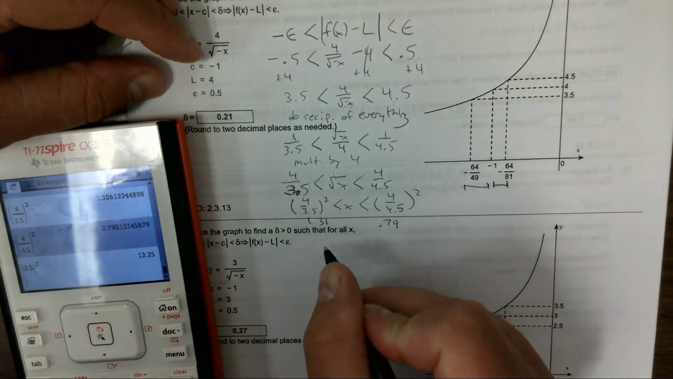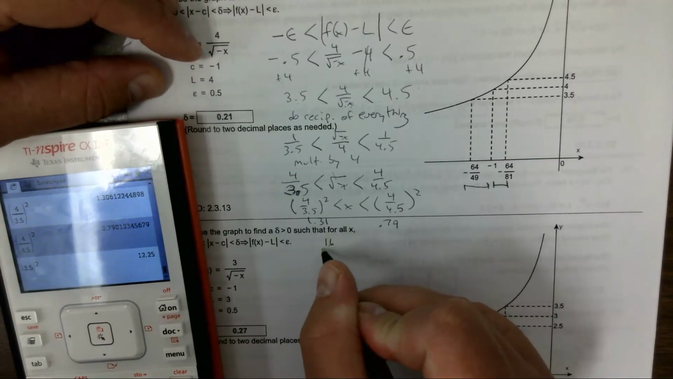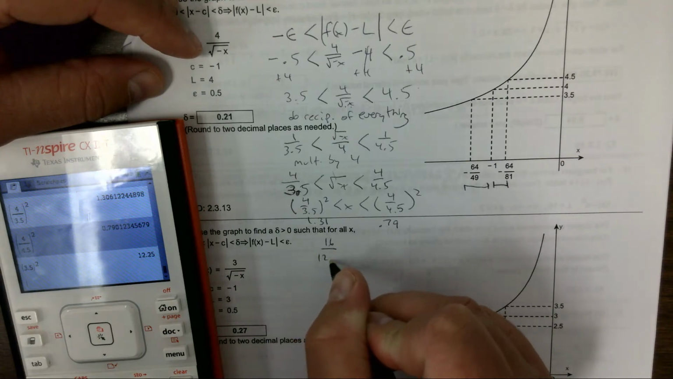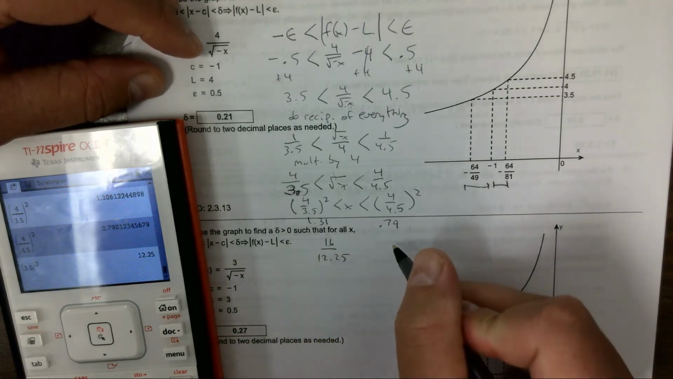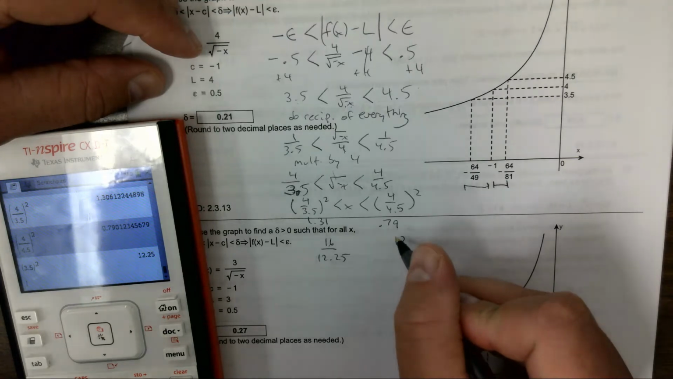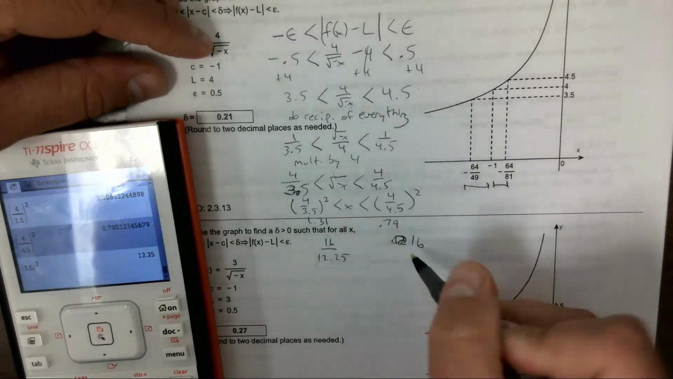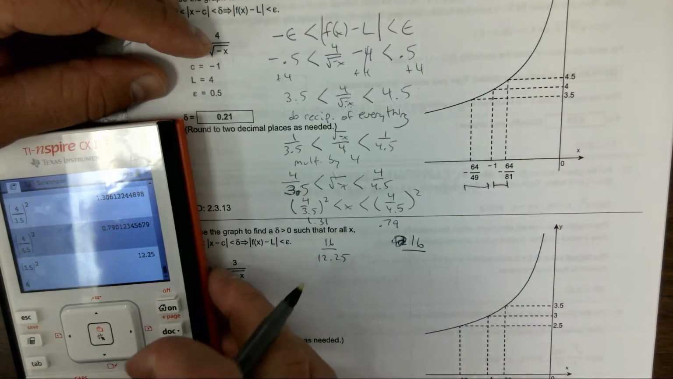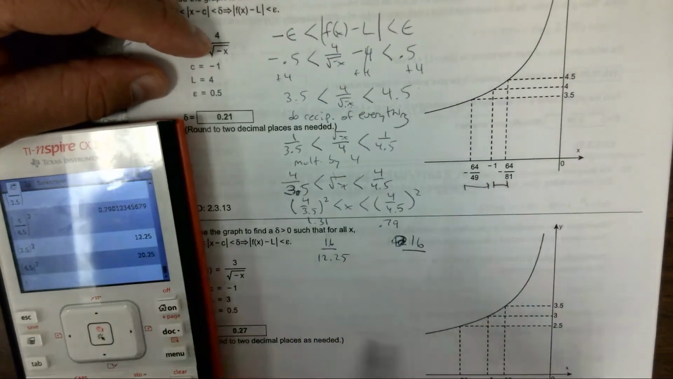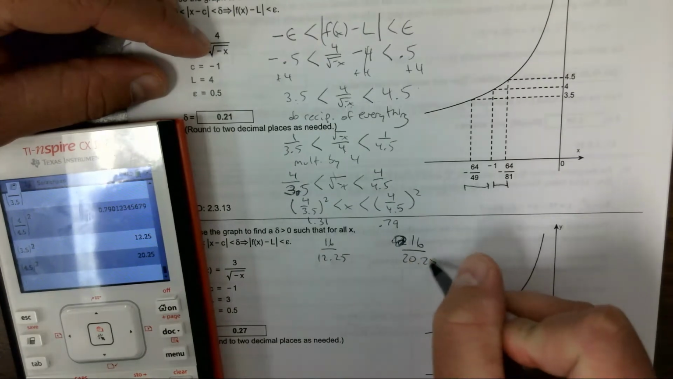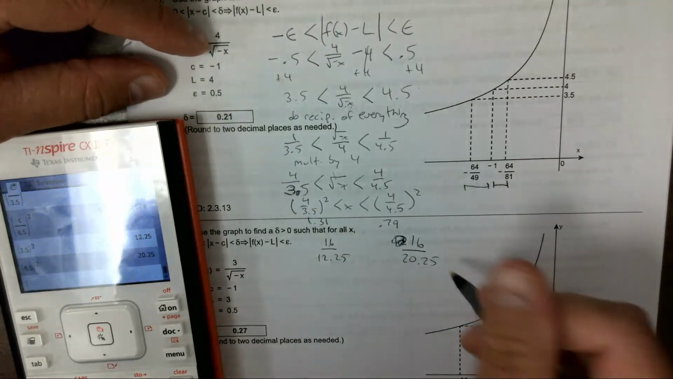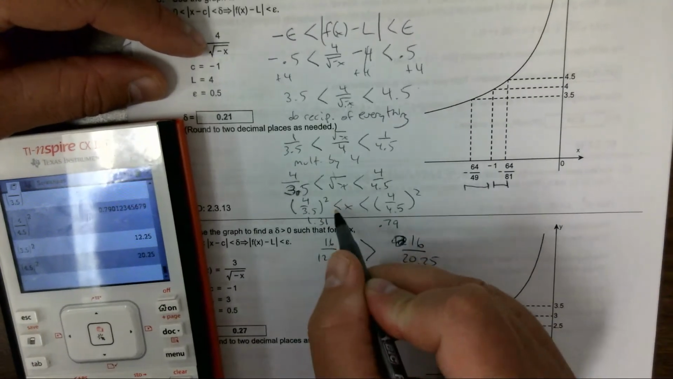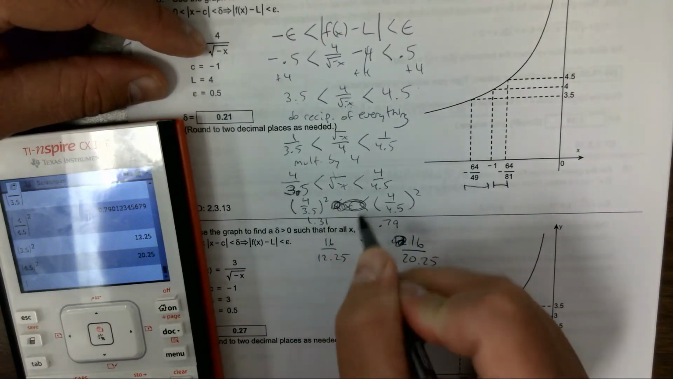Okay, on this one, it's like 16 over 12.25. On this one, it's 16 over 4.5 squared, which is 20.25. And this one's bigger. So basically, we just have to reverse these.